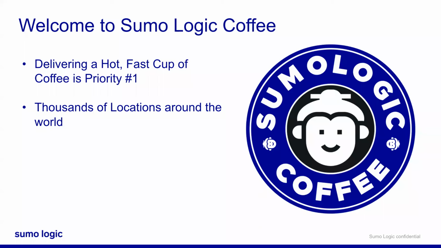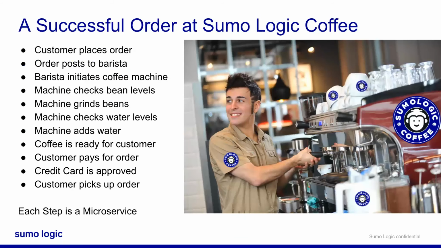Now, how are we going to use Sumo? How are we going to use observability? How are we going to use tracing to help us with coffee? Well, let's find out. So here is what a successful order at Sumo Logic Coffee looks like. Certainly from a customer standpoint, you go in, you place your order, you get a cup of coffee and you drink it. That's kind of it.